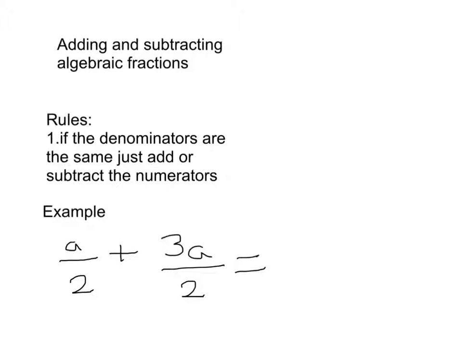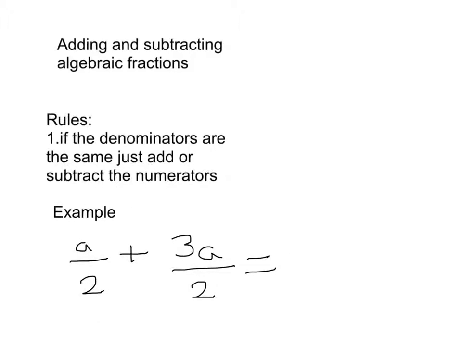Okay, adding and subtracting algebraic fractions. Alright, if the denominators are the same, just add or subtract the numerators. So if you have a look at the example below, they both have the same denominator of 2, so you keep that 2. And all we do is write 2 as your common denominator, and then simply add 1a. Remember, if there's no number in front of the pronumeral, it's always a 1.